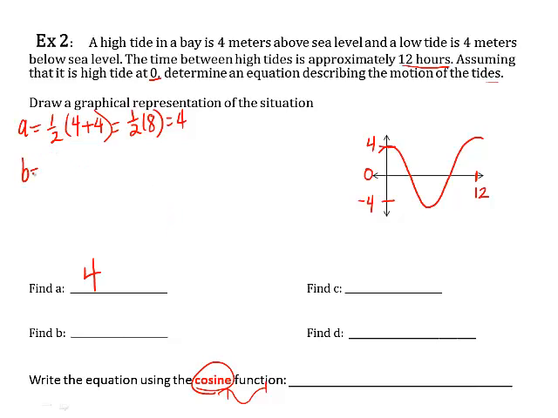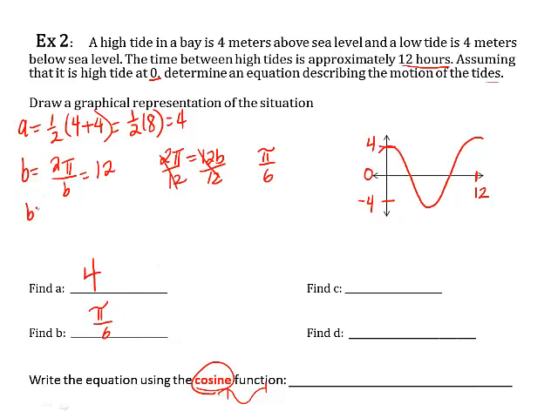Now B. 2 pi over B equals, well, how long did it take? It takes 12 hours. So that equals 12. So if I cross multiply, divide by 12, reduce that, I get pi over 6, so b is pi over 6.